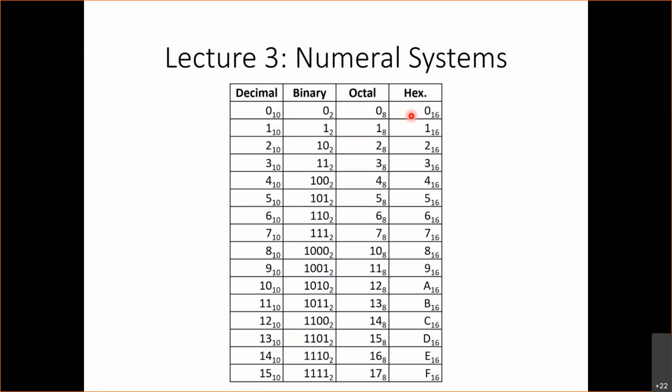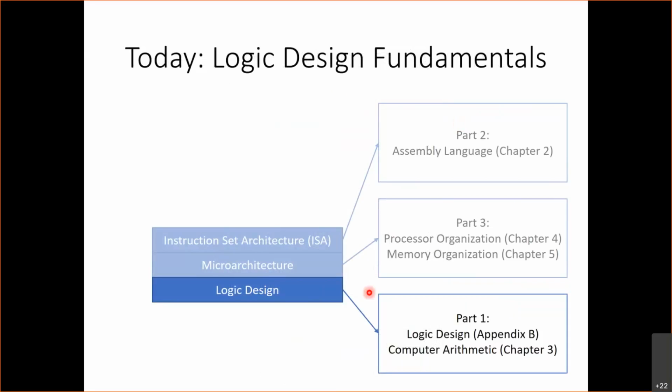So that makes conversion between binary and these other two systems easier than conversion between binary and decimal. So with that, what we're going to do today is begin the first part of the course, which is logic design. We actually began it last time when we started talking about numeral systems, because we talked about computer arithmetic and how computers do arithmetic, but at a high level. In this part of the course, we will get into more details about how some of what we described last lecture is actually implemented in hardware.